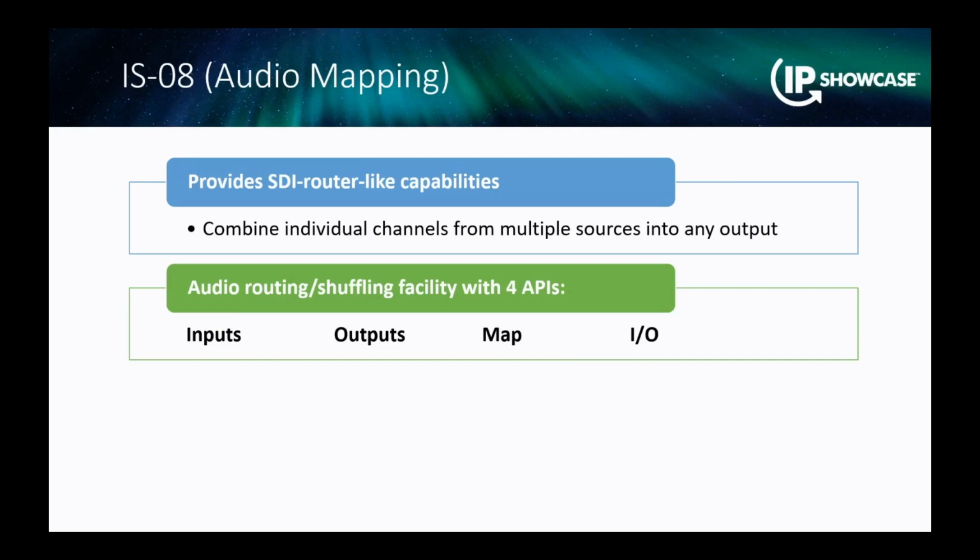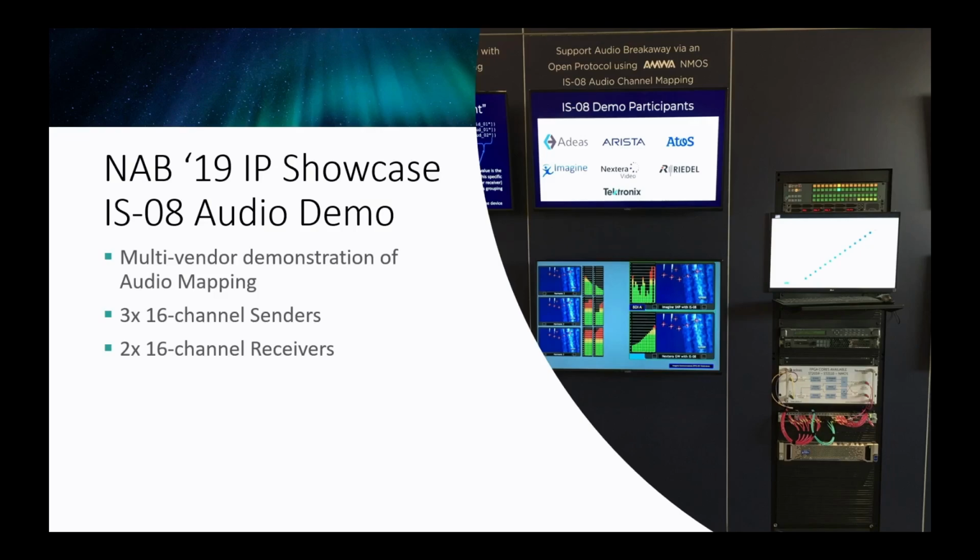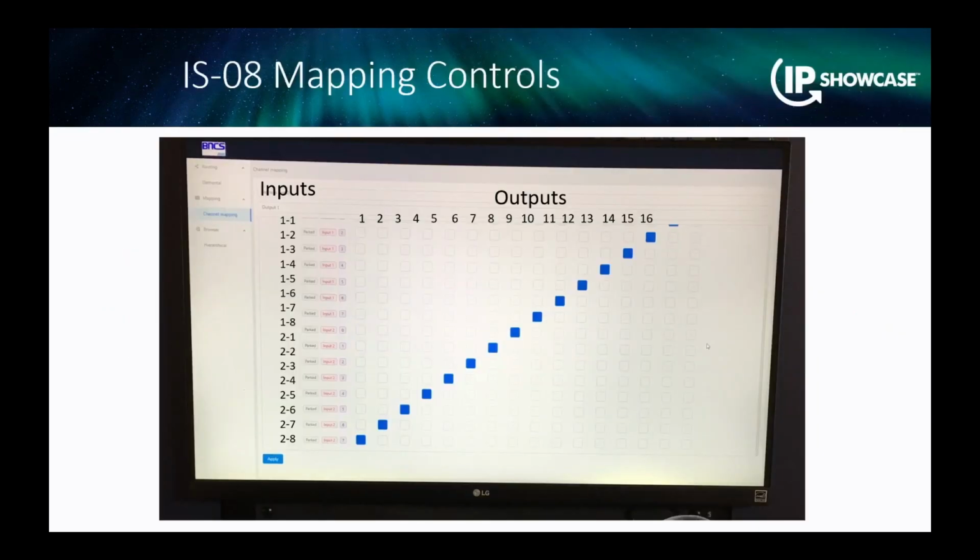That's what ISO 8 does: it allows you to specify your inputs and your outputs and a map of how those connect. I'll give you an example to make it easier. This is a demo we did a few years ago at NAB to show how the ISO 8 mapping works. We had a bunch of senders and receivers, and we're trying to map the inputs on the left, which come from 2 different senders, sender 1, channels 1 through 8, and sender 2, channels 1 through 8, to an SDI embedded audio output, which would be the top.